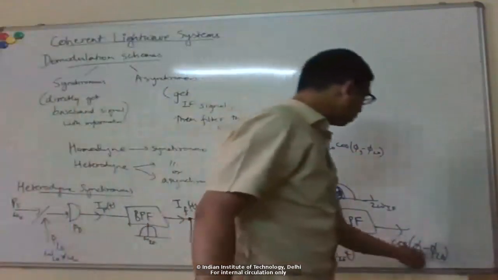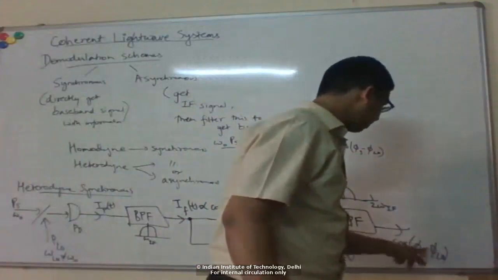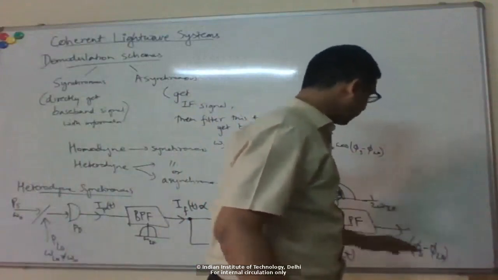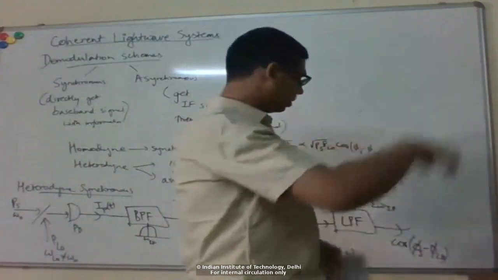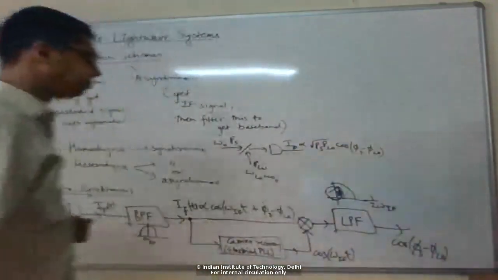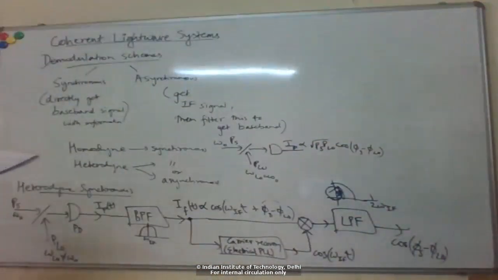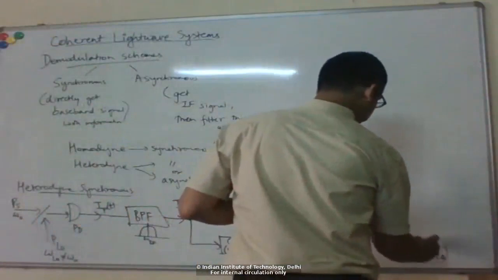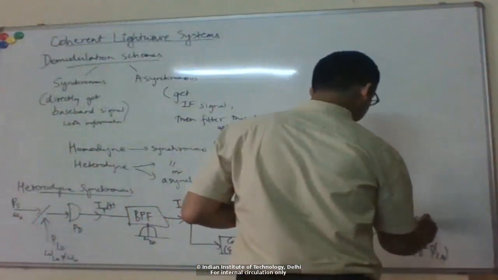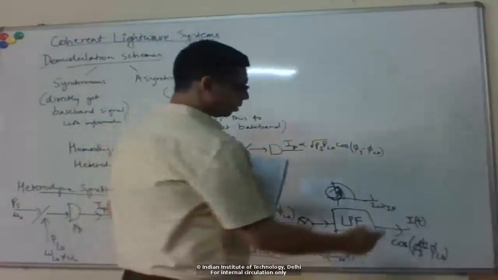Now, for example, if you have PSK where phi s varies between 0 and pi, your current here will be cosine 0 or cosine pi, so it will be 1 or minus 1 depending on the bit you sent. So here, with time T, the current is proportional to the bit stream.